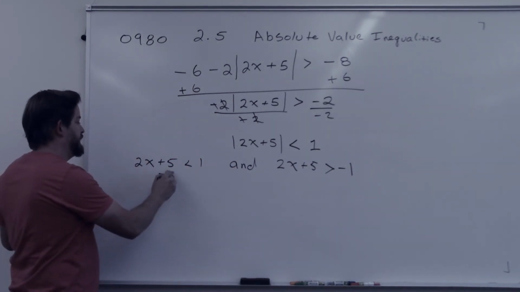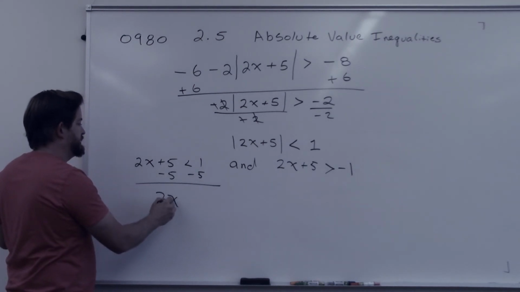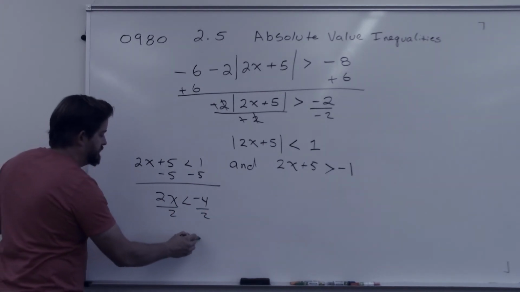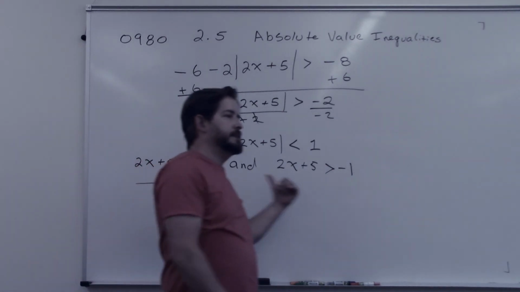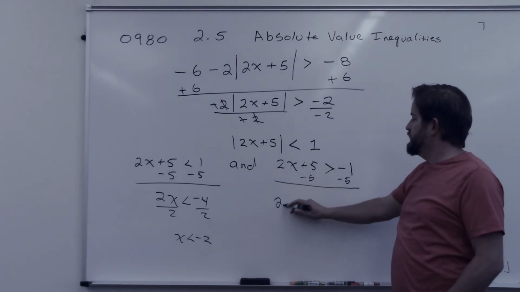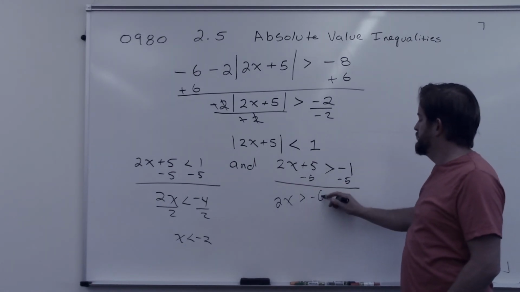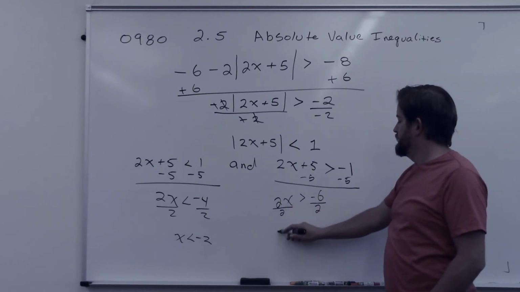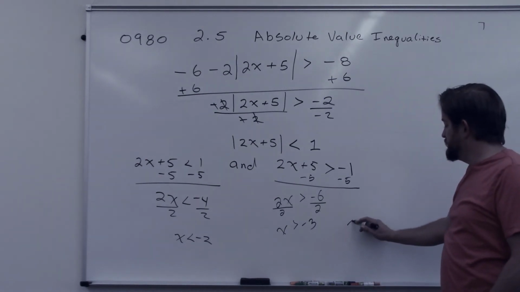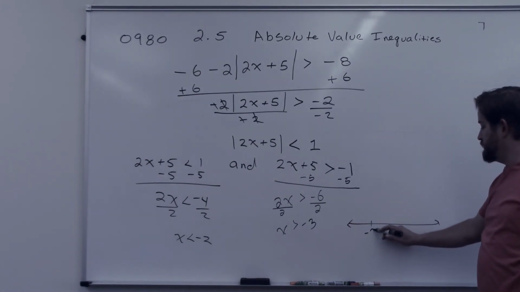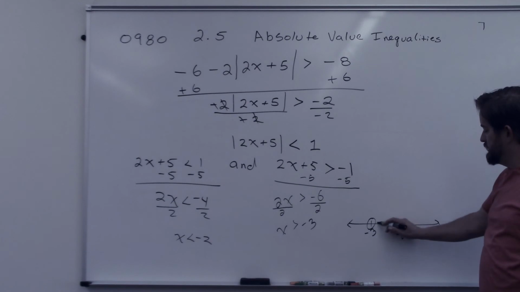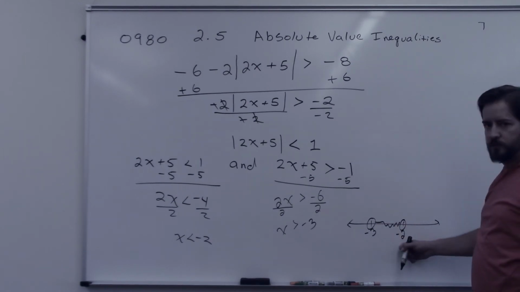And then I solve. Subtracting 5 from all of these sides gives me 2x less than -4. Divide by 2 gives me x is less than -2. On the other side, same deal, subtract 5 from both sides. That gives me 2x is greater than -6. And if I divide by 2, I have x is greater than -3. So kind of a small range on this one. If we graph that, x is greater than -3 is here. It's an open circle. x is less than -2 is here, so it's just those numbers between -3 and -2.